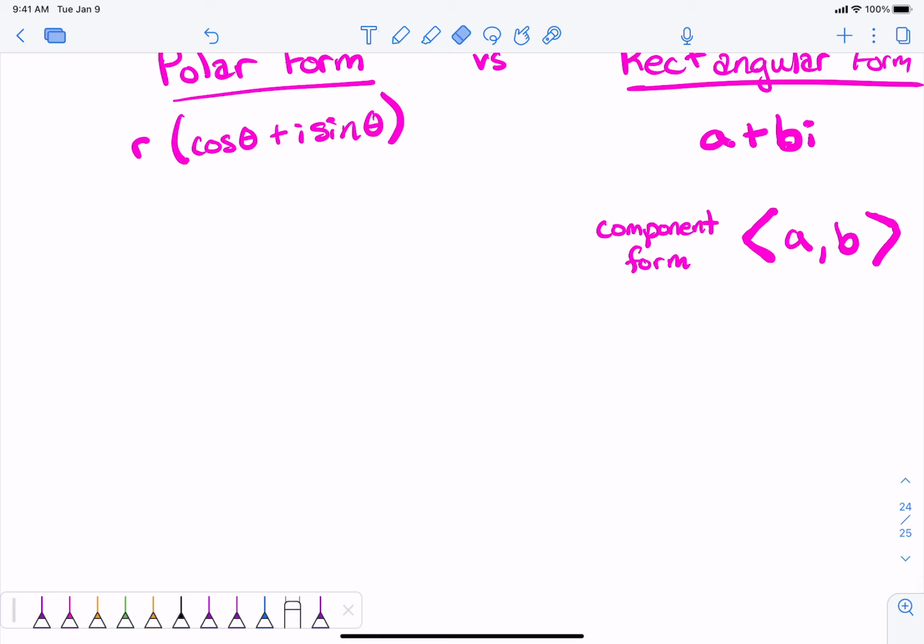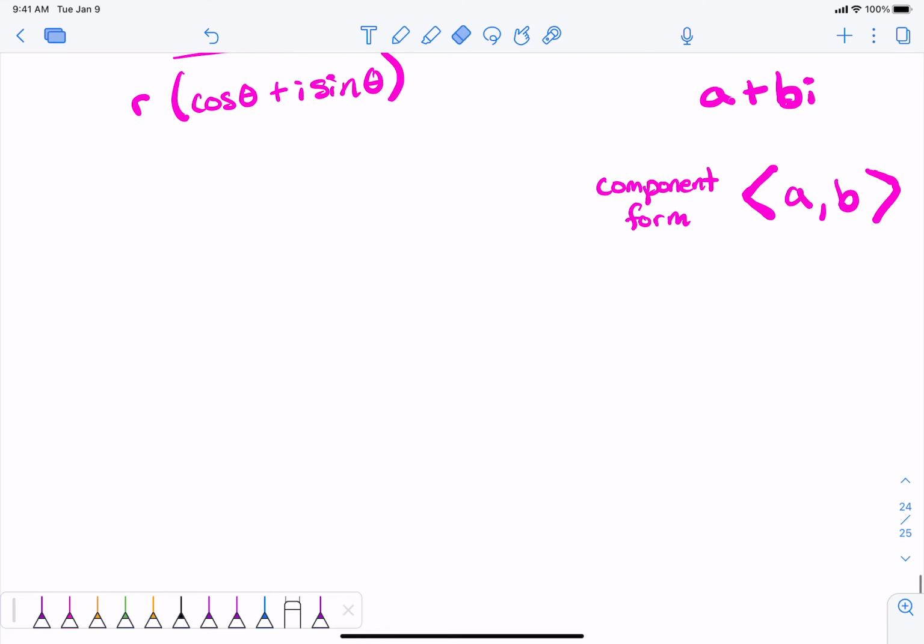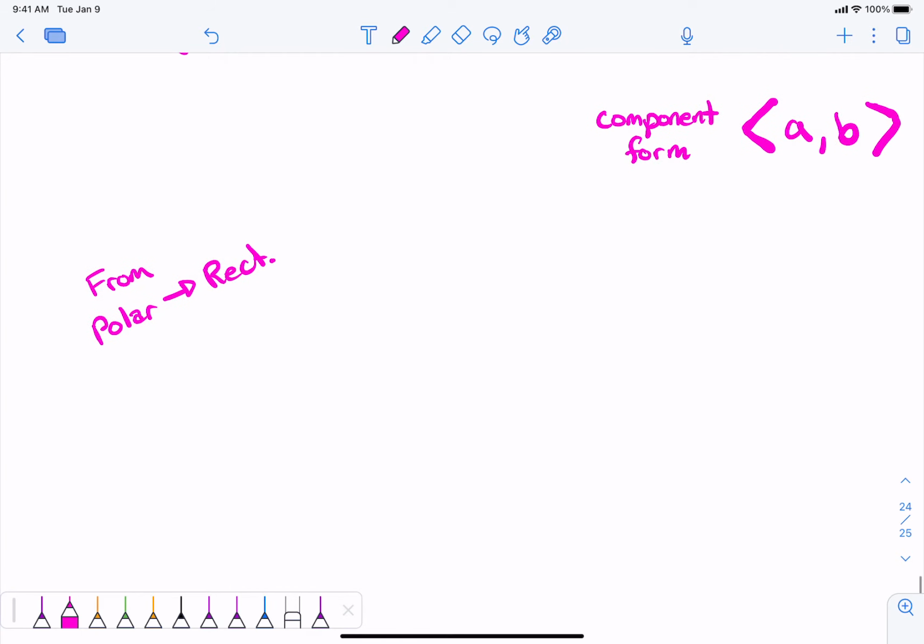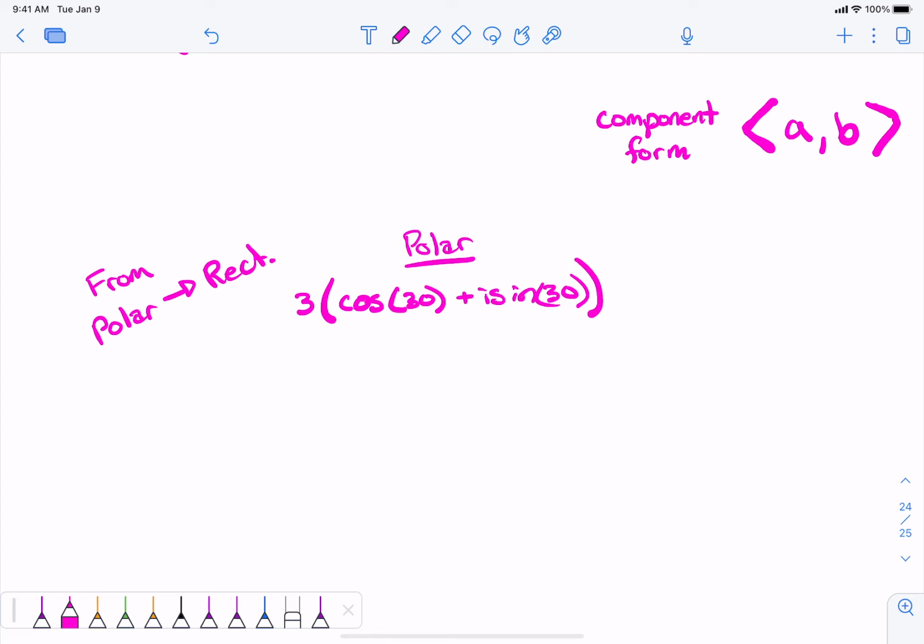Okay, so let's talk about examples going from polar form to rectangular form, and then going from rectangular form to polar form. One of them is easy, one of them is a little harder. So I'm going to say from polar to rectangular. Let's say your polar form is 3 times cosine 30 plus i sine 30. And I want to flip that to rectangular form. So here's my polar, and I want to go to rectangular form.